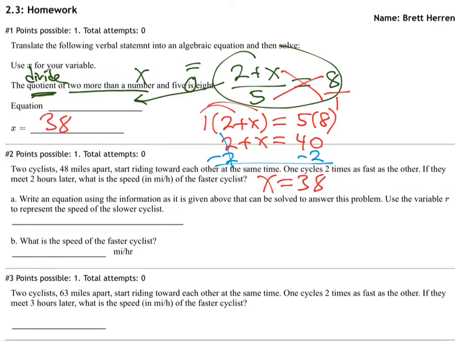Number 2. 2 cyclists, 48 miles apart, start riding toward each other at the same time. One cycles 2 times as fast as the other. If they meet 2 hours later, what is the speed in miles per hour of the faster cyclist?